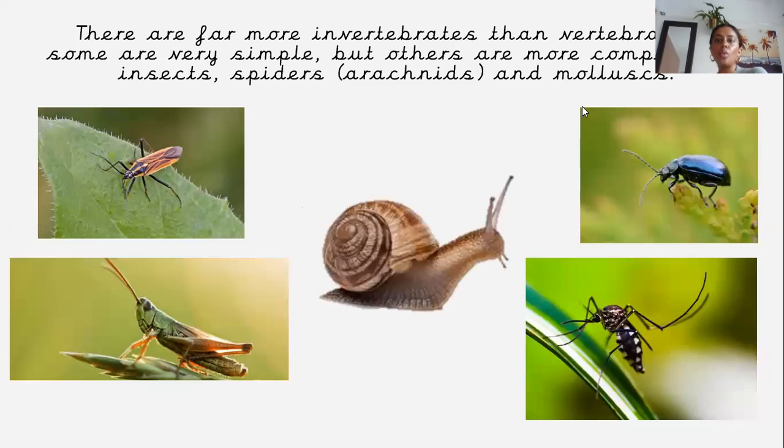So there are far more invertebrates than vertebrates. Some are very simple, but others are more complex, like insects, spiders. So here we can see some pictures of things which are invertebrates. They do not have a spine or a backbone.